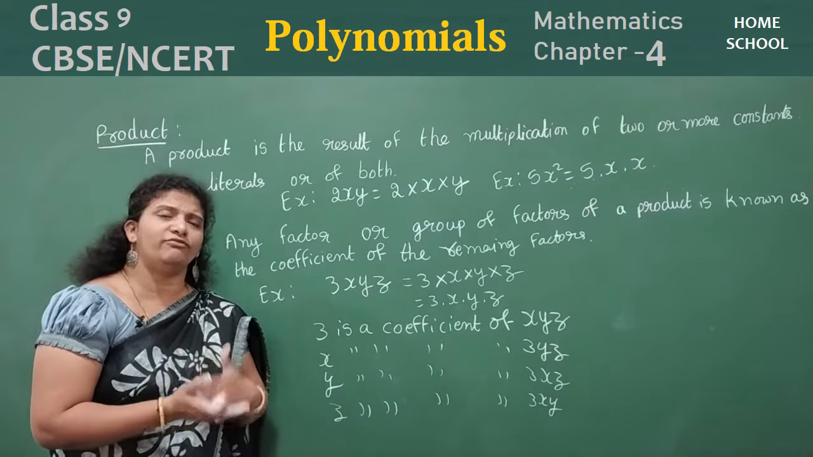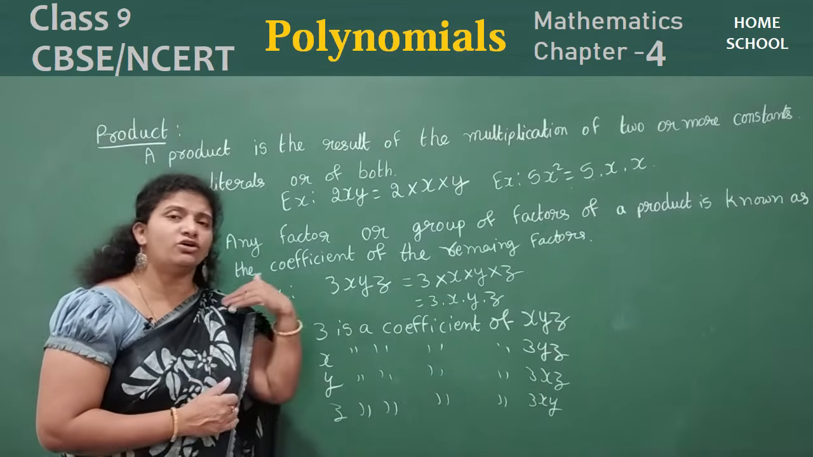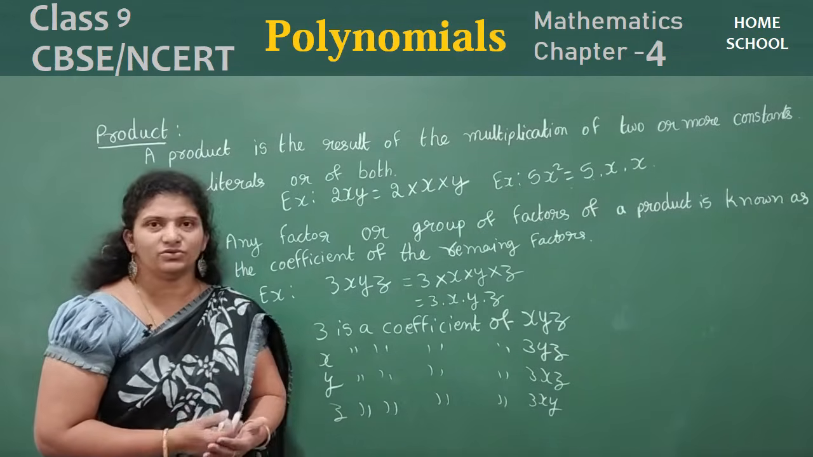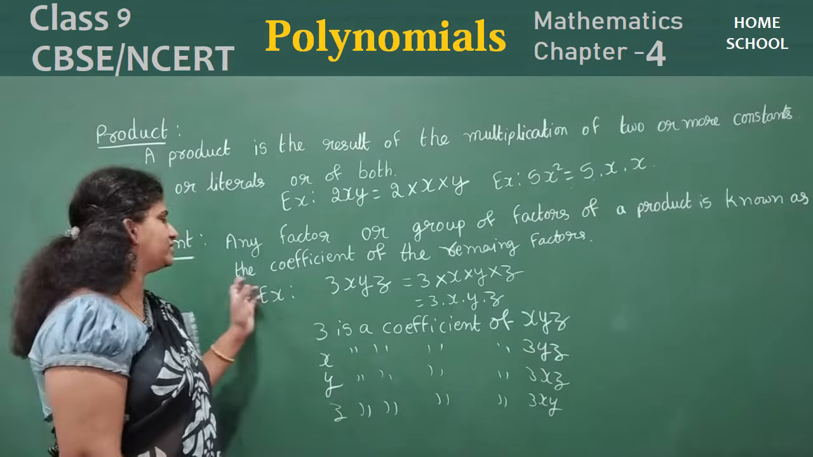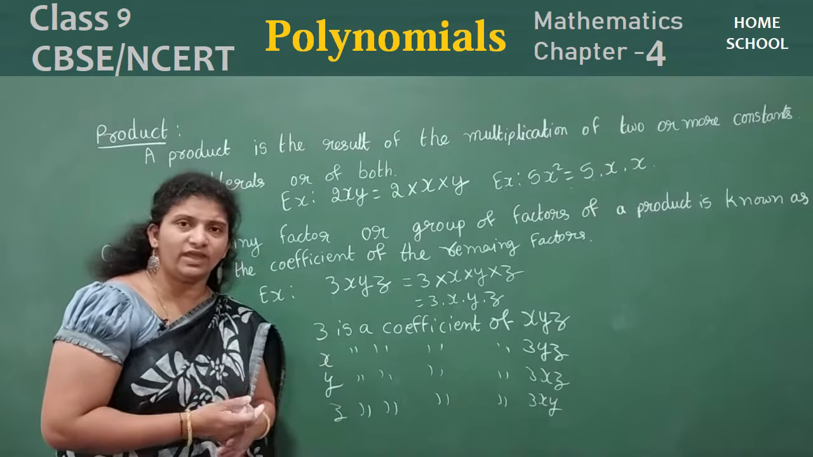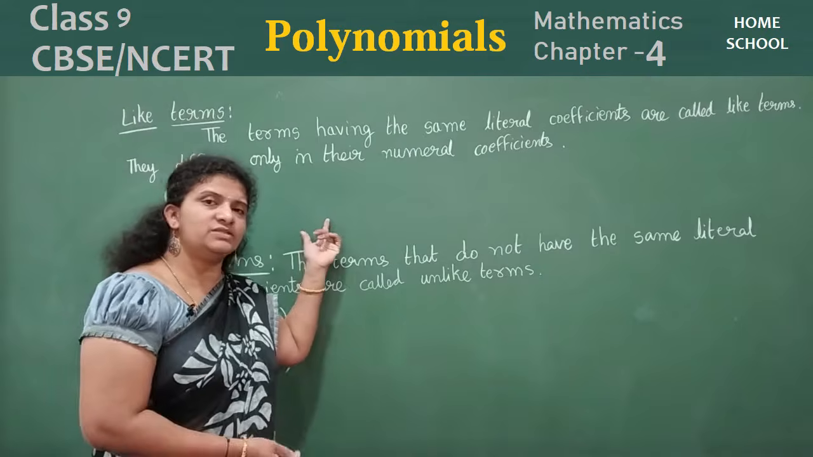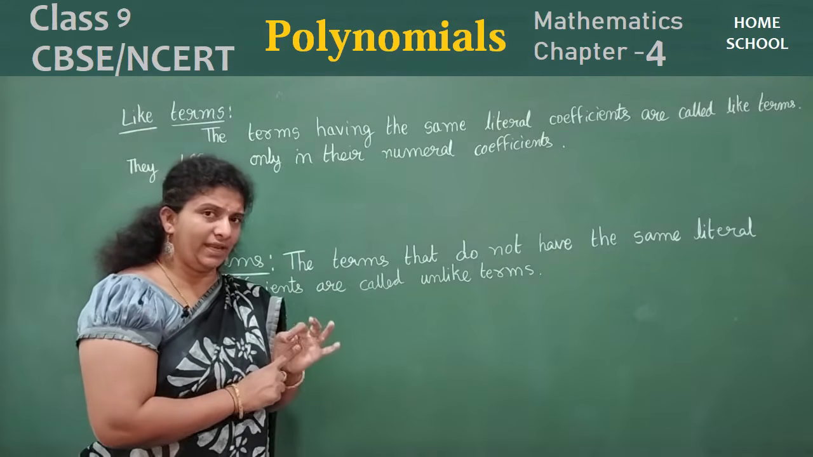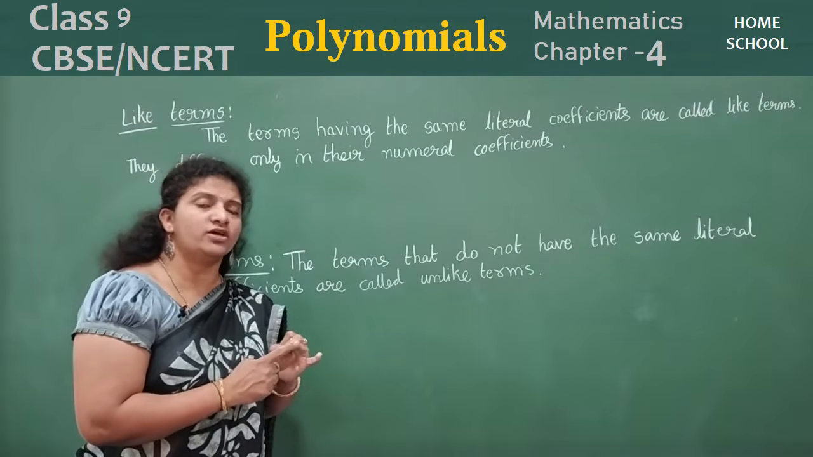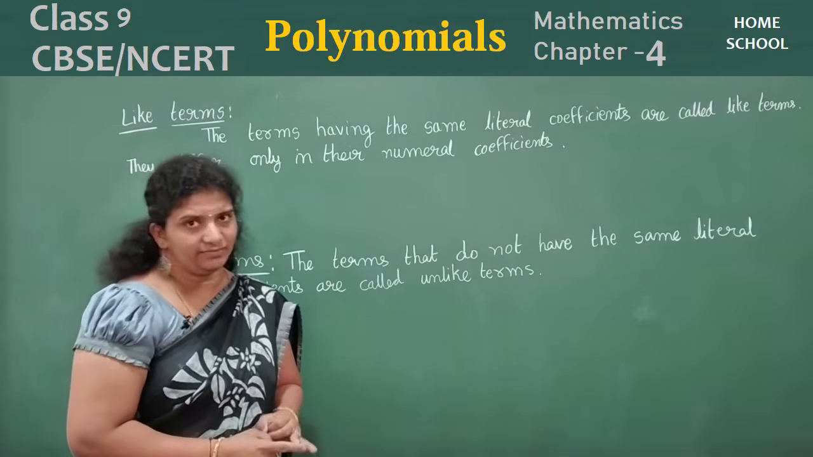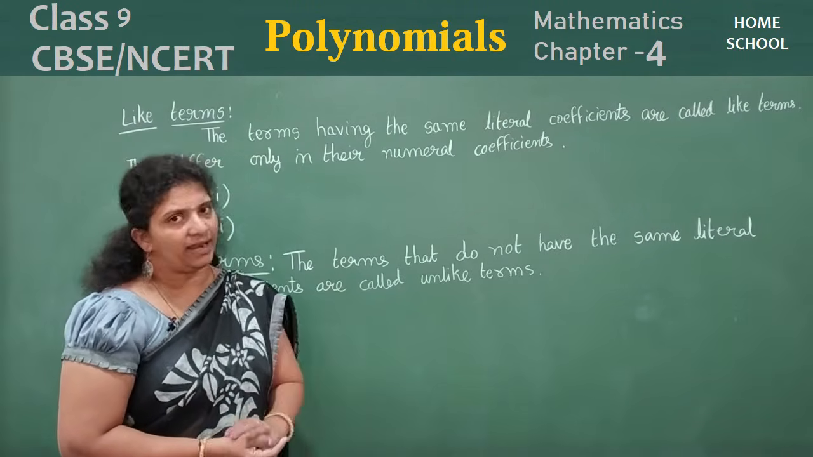Every letter or every number, every literal or a constant is a coefficient of other values. So, any factor or group of factors of a product is known as the coefficient of the remaining factors. Terms means constant, variable, and a product of constant and variable, and a quotient of constant and variable. We call them terms. Now, terms we can decide either they may be like terms or unlike terms.